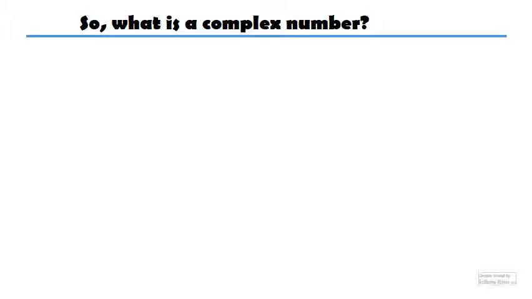So ultimately, what is a complex number? Because I haven't really said what a complex number is. I've just said what the imaginary number is. So what is a complex number? Okay, so the square root of -1 is equal to the imaginary number i. We got that. I hope at this point you understand that.